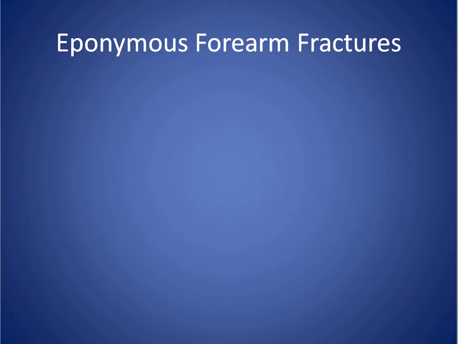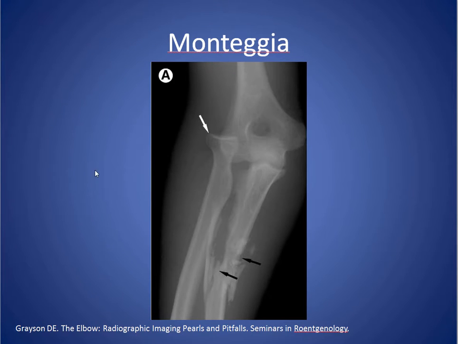And then just to close briefly, we wanted to review a set of eponymous forearm fractures just because they come up frequently, perhaps in a board setting. You may hear us refer to them for different injuries. They do occur in the proximal forearm. This is a proximal ulna fracture with an associated disruption of the proximal radio-ulnar joint. This is known as a Monteggia fracture.